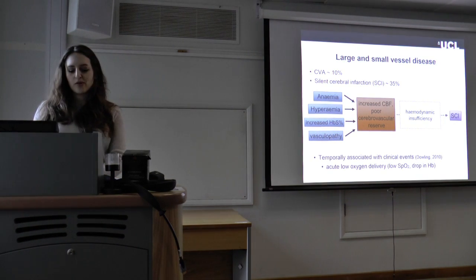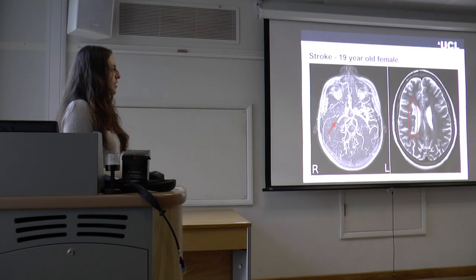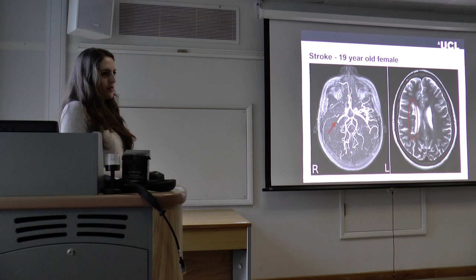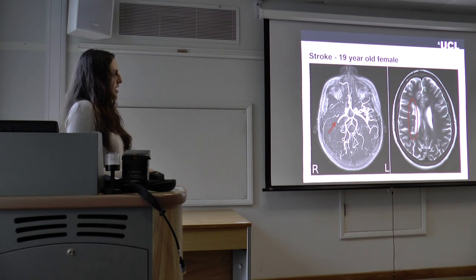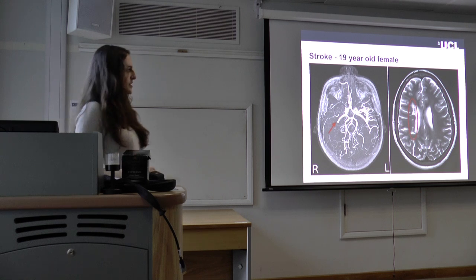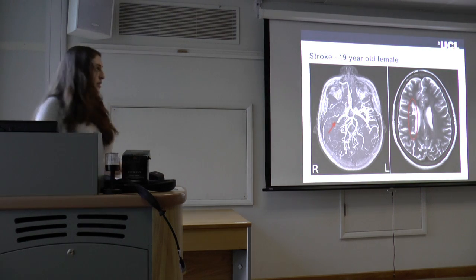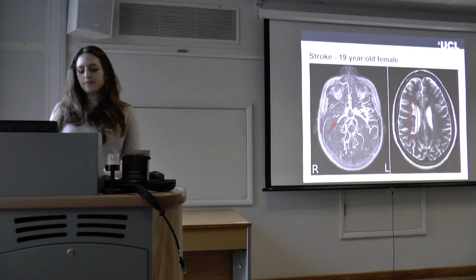So this is an example of a right MCA occlusion in a 19-year-old female. This was a clinical stroke. Her symptoms still last. This was about 10 years ago. And this is the corresponding white matter hyperintensity on T2 weighted MRI. So this is an example of what I mean by clinical stroke, even though you can see here it's only the white matter and it's not affecting the cortical regions.